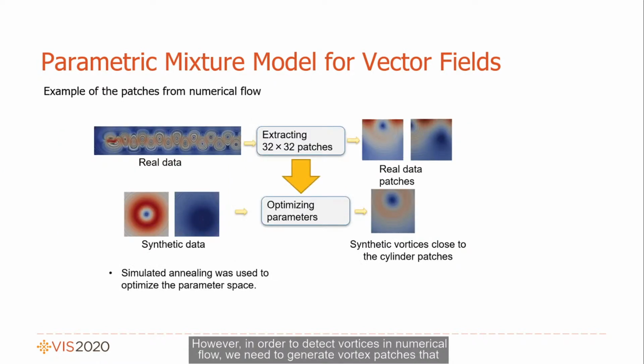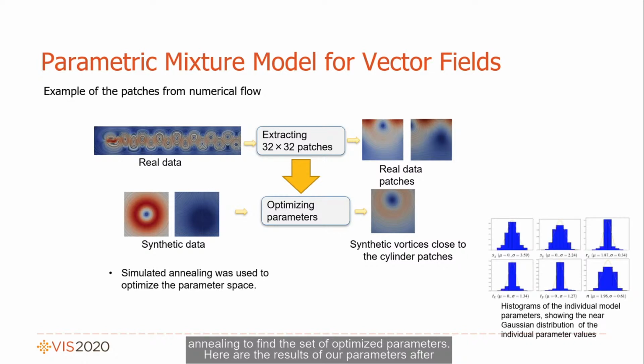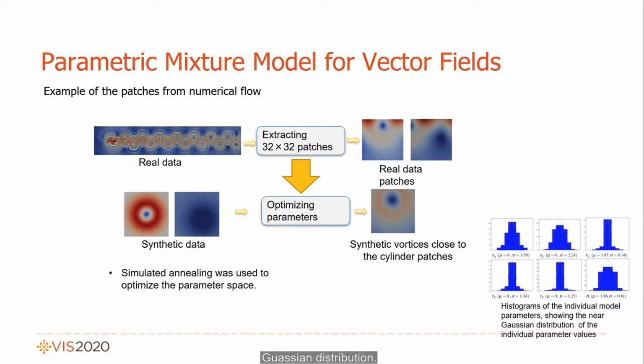However, in order to detect vortices in numerical flow, we need to generate vortex patches that are very close to the vortices in numerical flow. Therefore, we optimize the parameters of our model. We extract 32 by 32 patches from numerical data and use simulated annealing to find the set of optimized parameters. Here are the results of our parameters after optimization. As we see, the histograms of individual model parameters show near Gaussian distributions.